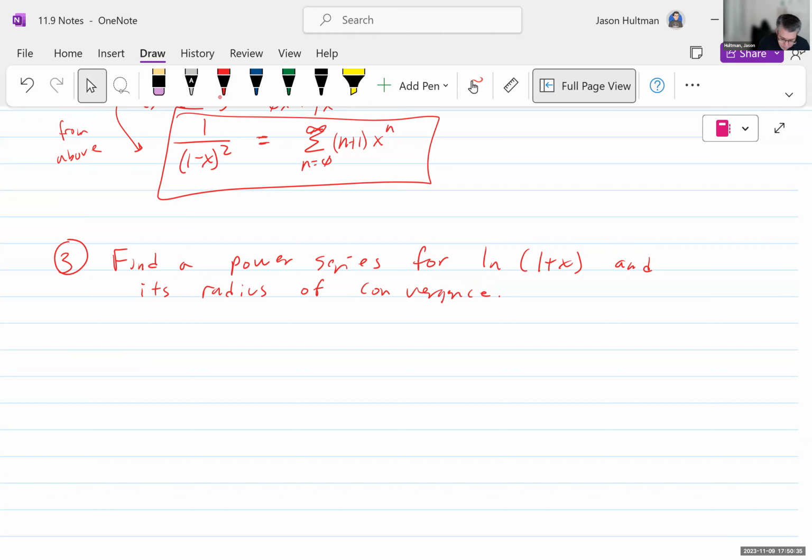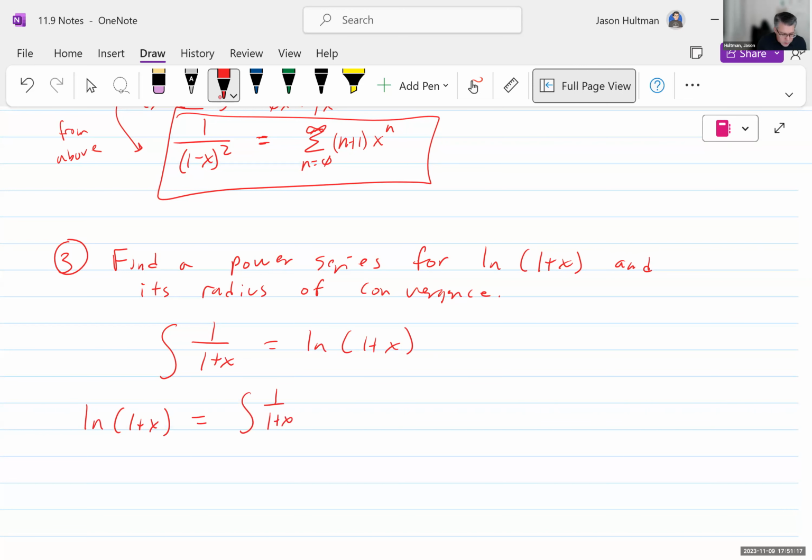Okay, so the idea here, again, is that we can integrate this thing. If we take the integral of 1 over 1 plus x, then that's the natural log of 1 plus x. And so the natural log of 1 plus x is equal to the integral of 1 over 1 plus x.